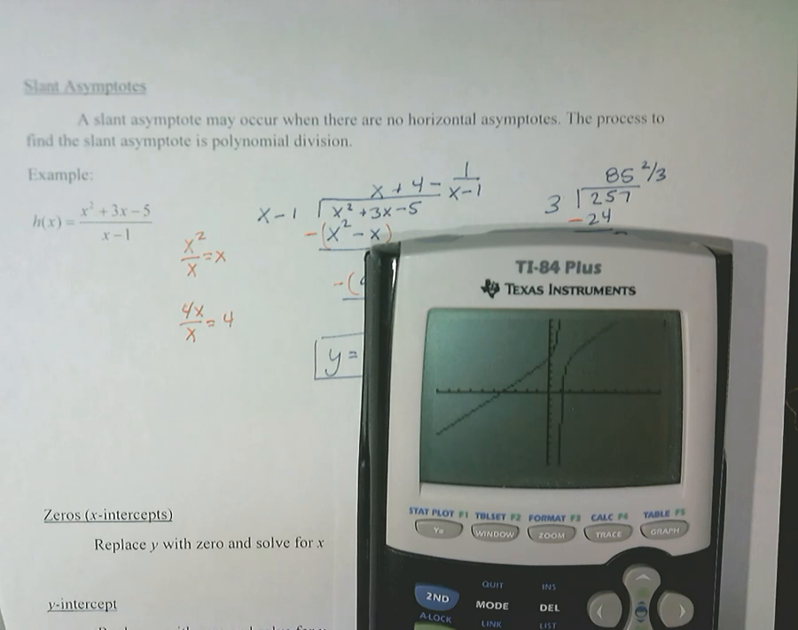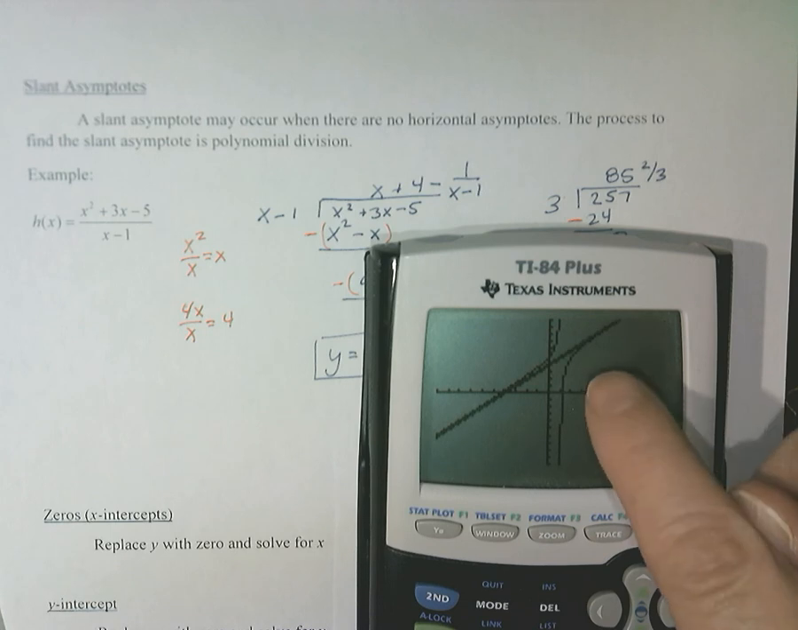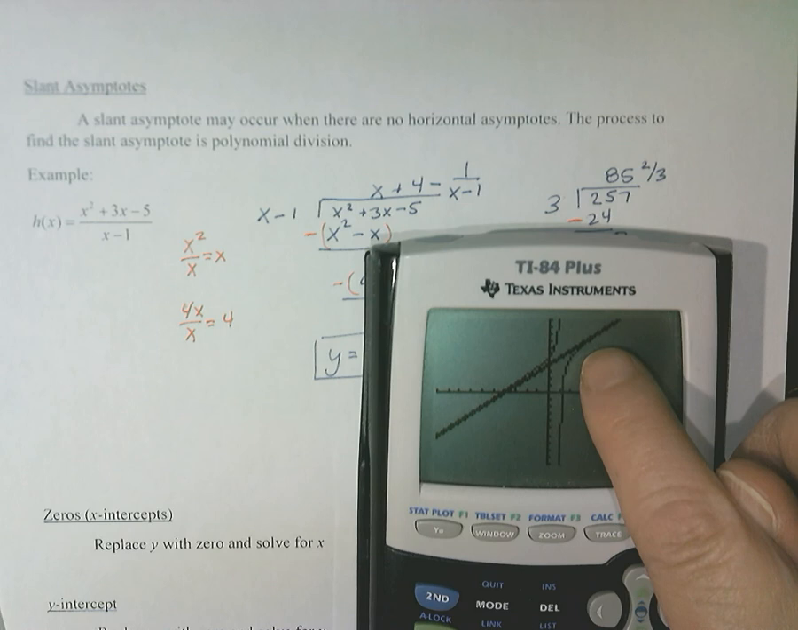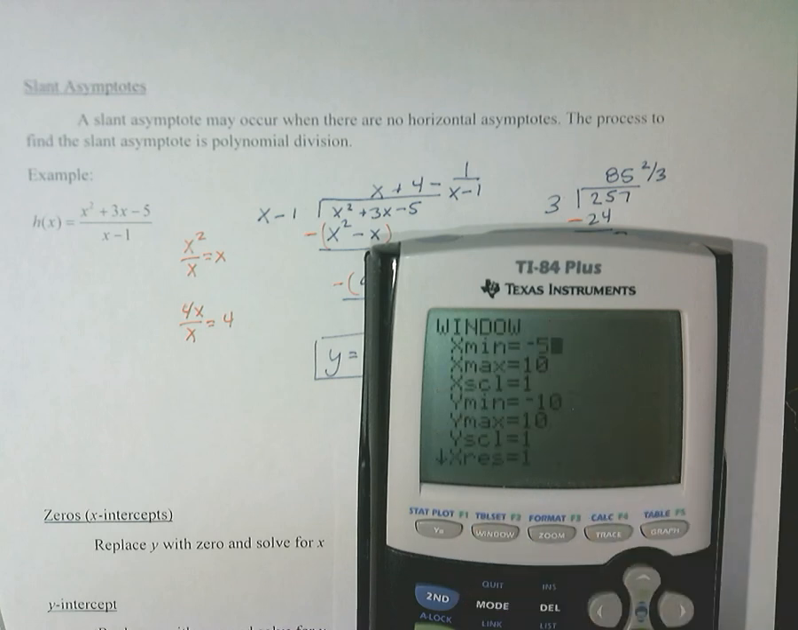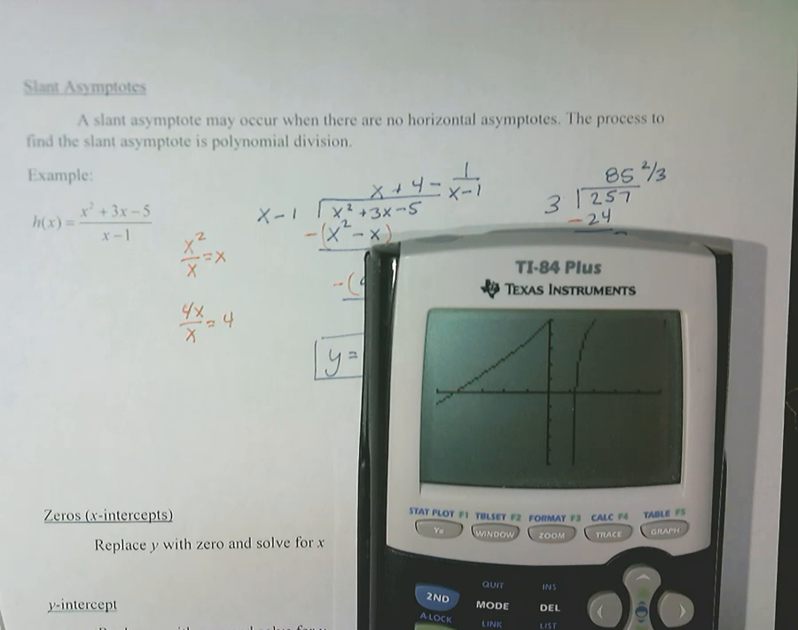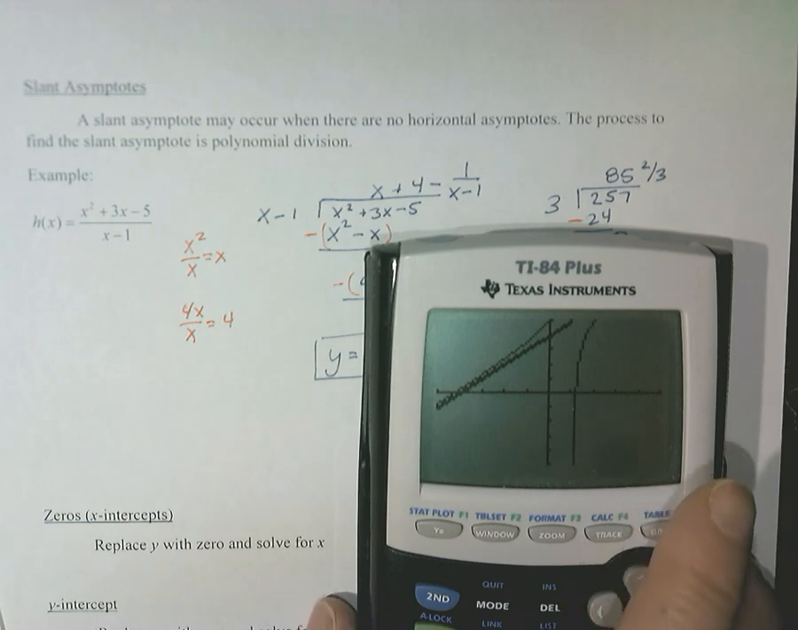there's the function. It's a rational function. And there's the asymptote. It looks as if the function is crossing or touching that, and it really doesn't. It can, but it usually doesn't. So let's zoom in a little bit further. Let's go negative 5. And I could go closer and closer and show you. So that's what a slant asymptote does.